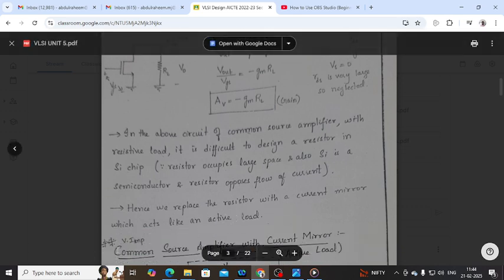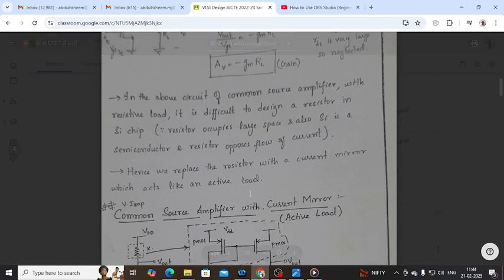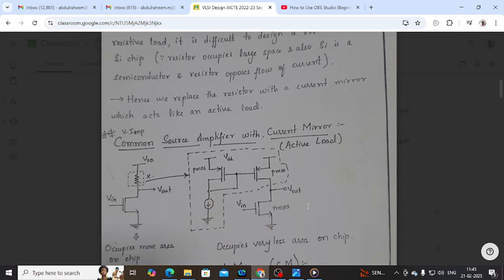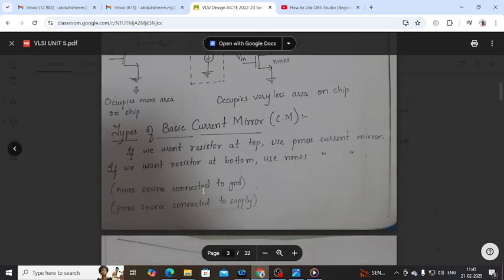So now I am done with the common source amplifier with resistive load. Now I am replacing it with the current mirror. Before going to this topic, let's try to understand what a current mirror is. You have two different types of current mirror. One is the NMOS, with source connected to ground. The other is the PMOS, with source connected to supply. So you have the NMOS current mirror as well as the PMOS current mirror.